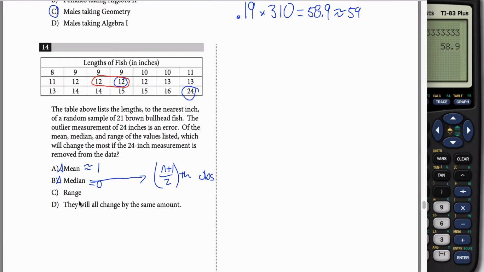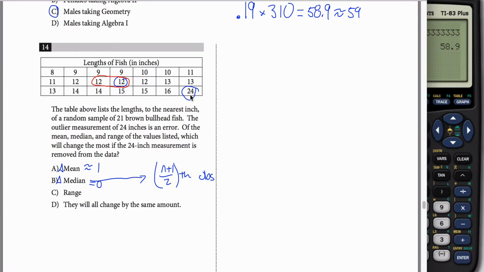What about the range? The range is just the difference between your largest observation and your smallest observation. So my initial range is the difference between 24 and 8. It turns out that number is 16. But you don't even need to know that number is 16, because my new range will be the difference between the now largest number, if this is gone, which is 16, and 8. And that difference is only 8.